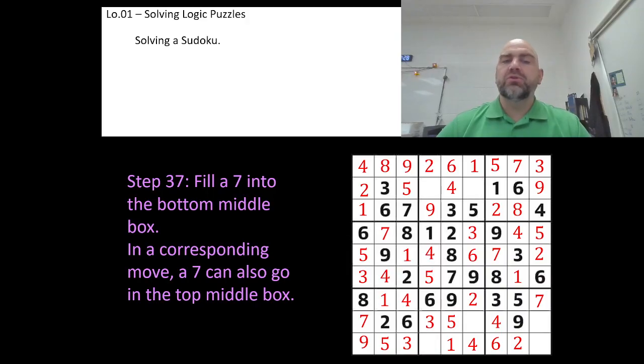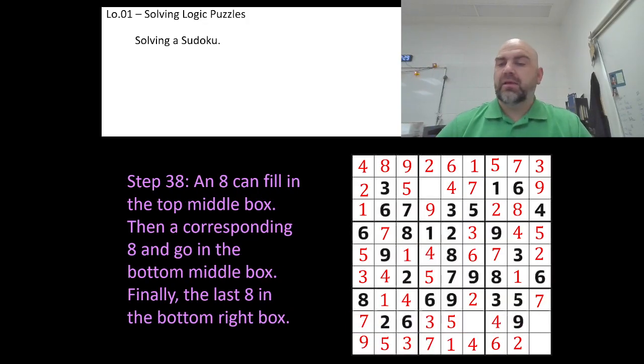All right, now we're going to fill a 7 into the middle bottom box. Okay, so there's a 7 in the middle row, so we can put a 7 there. Now we can also put a 7 in the top middle box because that one's missing one, so it has to go in the other column. An 8 can then be filled in, let's see here, what was that? The middle box. So right there we can have an 8, right there we can have an 8, and because we have an 8 there, on the bottom right-hand corner we have an 8.